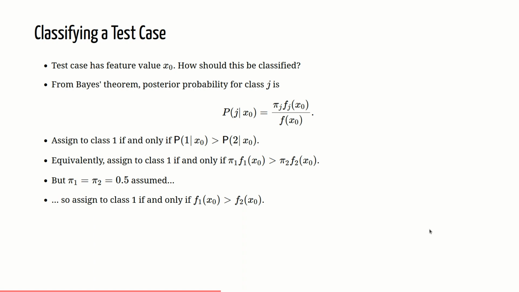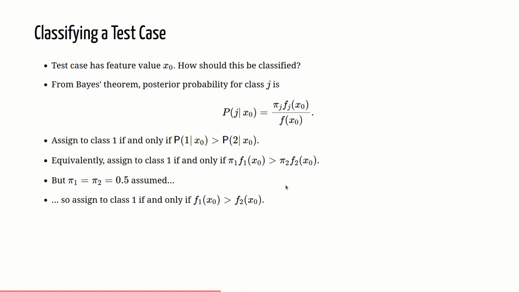So if we have a new banknote that we've seen, how should we classify it? We have a feature value of x0, so that would be our margin. From Bayes' theorem, all we do is plug it into our formula, and we can work out these probabilities using Bayes' theorem. And so we're going to assign it to class 1 if this thing is larger for class 1 than class 2. That is, we assign it to class 1 if the numerator is larger for class 1 than class 2.